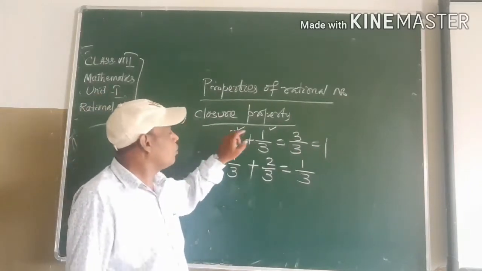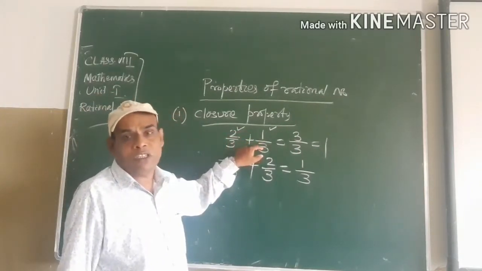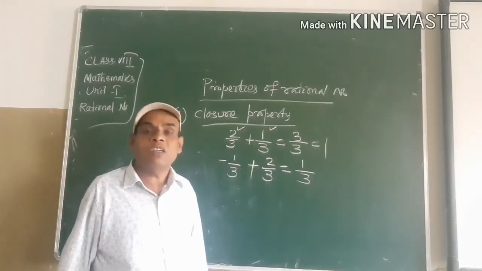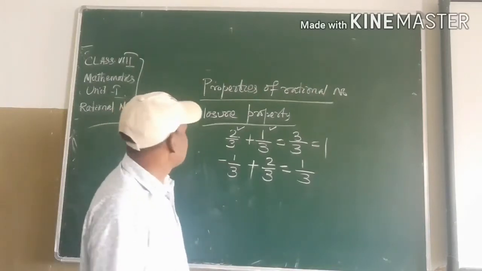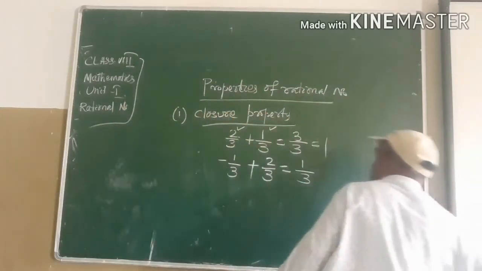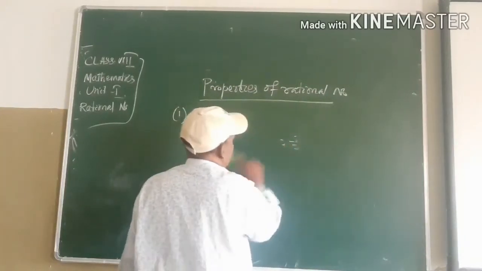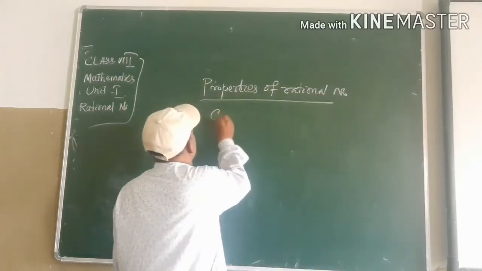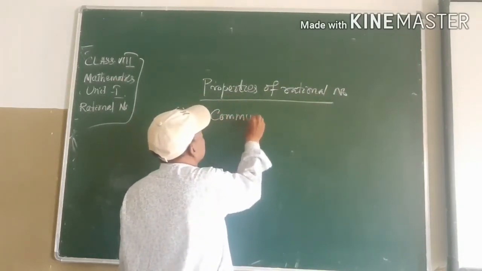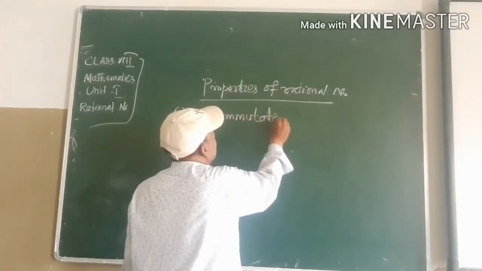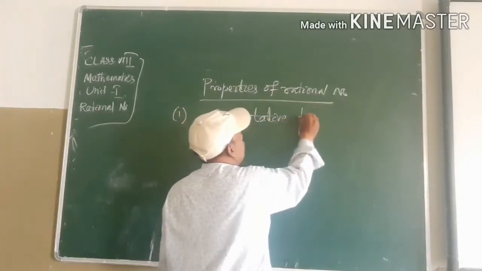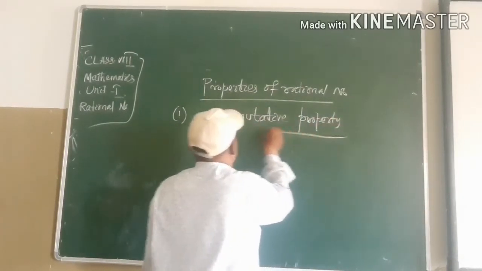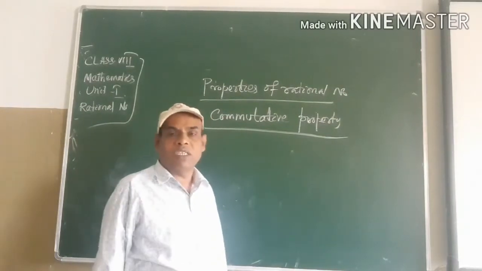Whenever two rational numbers will be added, whatever the result you will get, that is also another rational number. Second property you want to remember, that is called commutative laws, or say commutative property or commutative law. So what is commutative law?